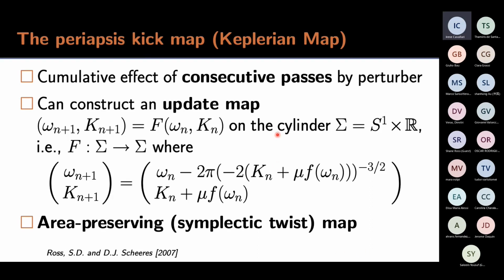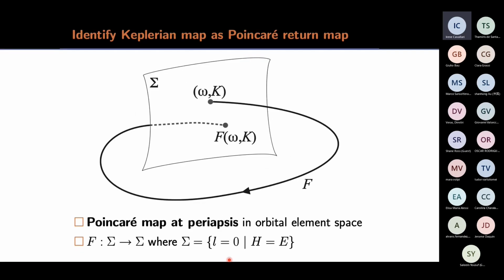And this is how we construct this update map. We're looking at the argument of periapsis in the rotating frame and the Keplerian energy and updating it. So since omega is a circular variable, our phase space is the cylinder, and we are actually constructing a symplectic twist map on the cylinder. So it has this form. This is from some work with Dan Scheeres several years ago. We could also identify this map, which we call the Keplerian map, as a Poincaré surface of section at periapsis in the orbital element space. So when the mean anomaly equals 0, that's what this is.